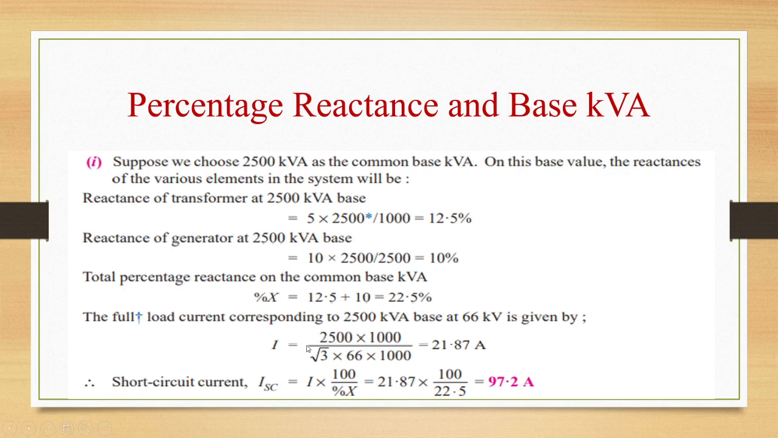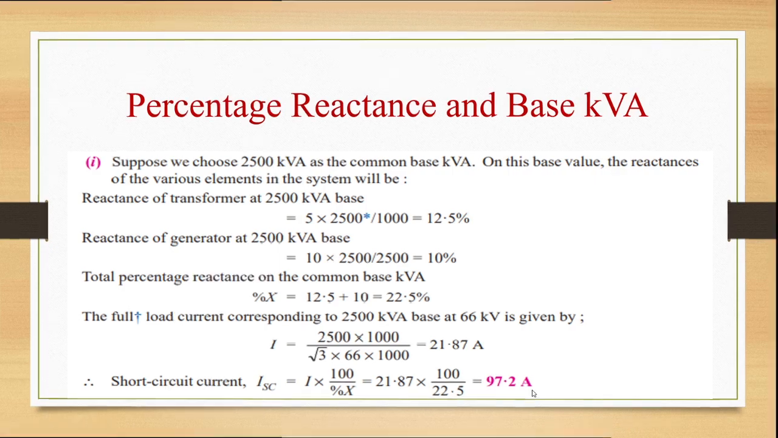Then the full load current is given as I equal to kVA into 1000 by root 3 into kV into 1000, that is 2500 into 1000 by root 3 into 66 into 1000, which is 21.87 amps. Short circuit current is given as I into 100 by percentage X. So we get 97.2 amps for 2500 kVA as common base kVA.